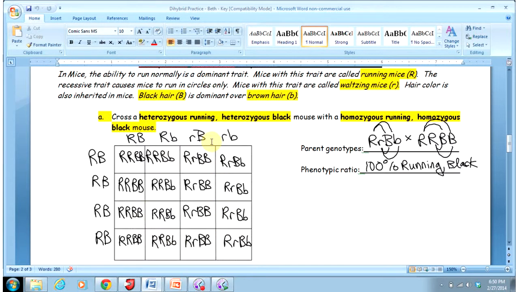Okay, now that you've checked your answers, we're going to fill in the phenotype ratio. If you count, you'll notice that all of the offspring have at least 1 big R and at least 1 big B. That means all of the offspring show both dominant traits, running and black. So our phenotype ratio is 100% running and black.